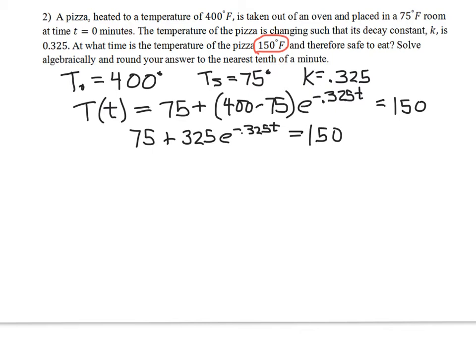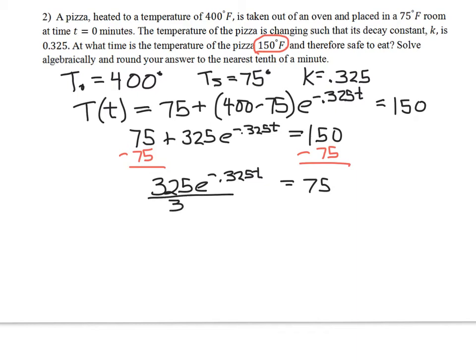Our first step is to subtract that 75 from both sides of the equation. And when we do that, we now have 325 e to the negative 0.325 times t is equal to 75. Now let's divide both sides of the equation by 325 because I want to isolate the exponential. And this one does turn out to be a decimal. I'm going to write it as the decimal. You could also reduce the fraction if you prefer.